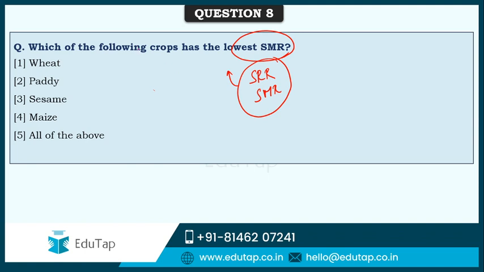So which of the following crops has the lowest seed multiplication rate? Avinash is saying 3, Rahul 1, Amarjot 1. So this, friends, we have already discussed in our seeds session once. Yes, the correct answer is wheat here.